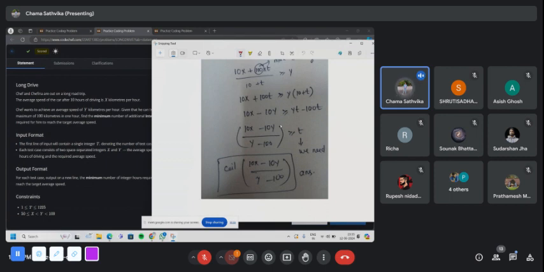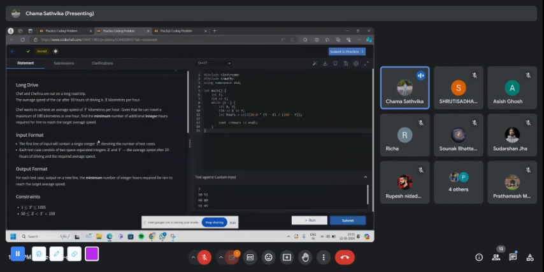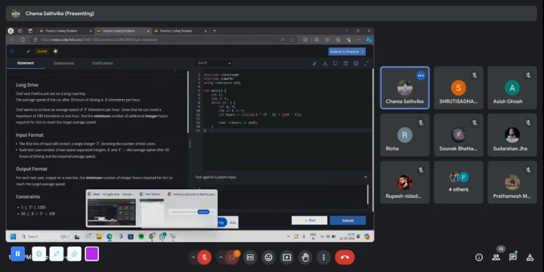We are given X and Y, so simply we can find this. As they mentioned, we need integers, so we'll put it as ceil. That's it. Ceil of 10 into (y minus x) by (100 minus y). So is this clear for everyone?